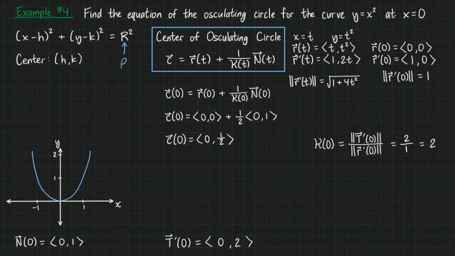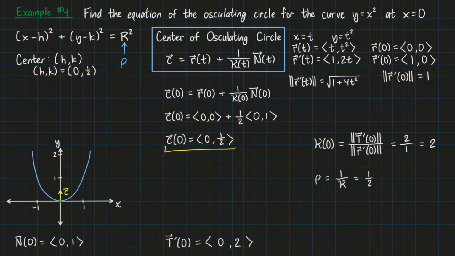So there's the curve y equals x squared on an xy plane, and here's the point at x equals 0 on the curve. C is ⟨0, 1/2⟩. So we start from the origin and we go up 1/2. That is the center of the osculating circle at t equals 0. The radius of the osculating circle rho equals 1 over the curvature. And at t equals 0, the curvature is 2. So the radius of the circle is 1/2.